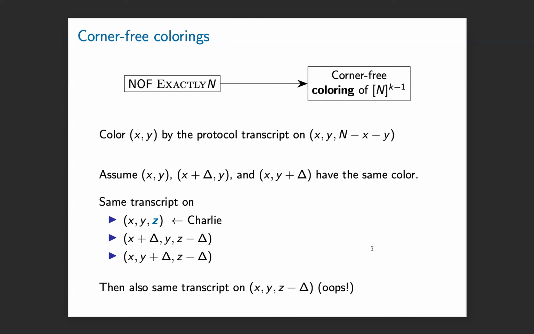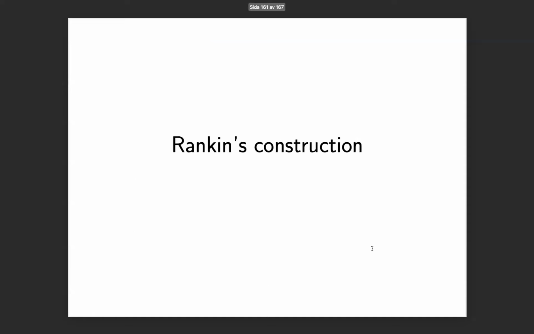So in particular, Charlie doesn't know what z is, so he can't tell the difference between this and this. Alice doesn't know what x is, so she can't tell the difference between this and this. And the same for Bob. So they all have an input on which that has the same transcript here, so they can't tell the difference between these two cases. Okay. Stop me if there are questions.